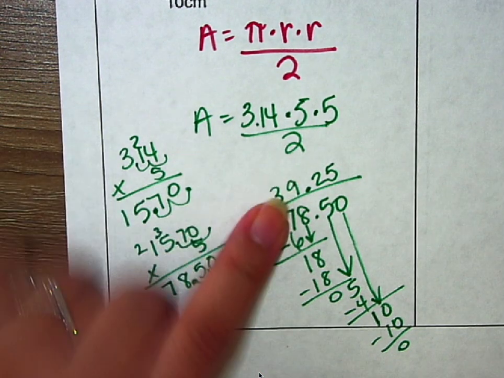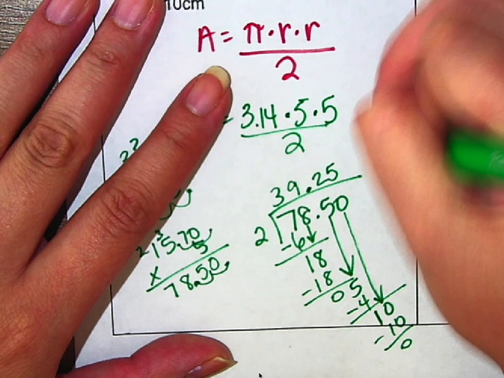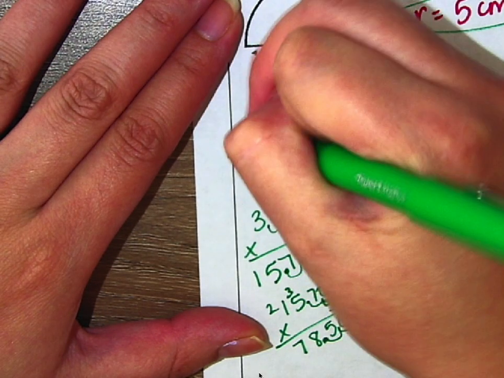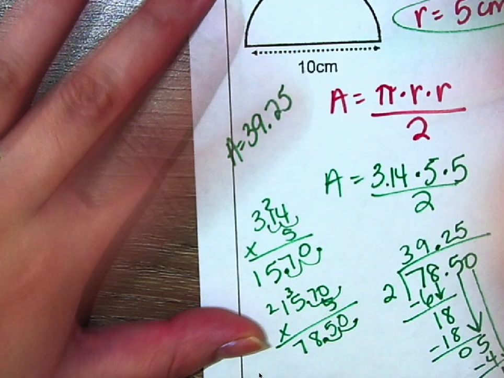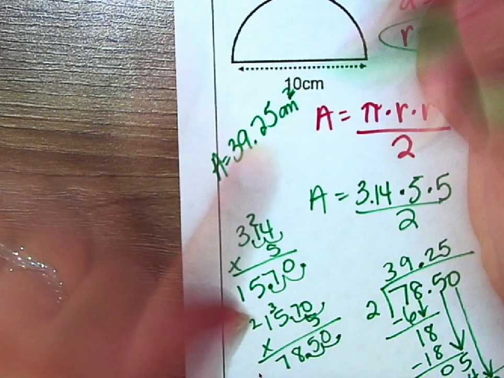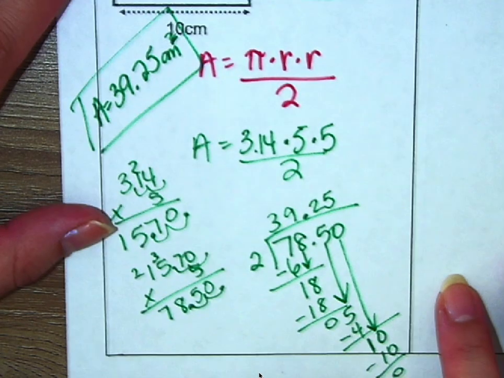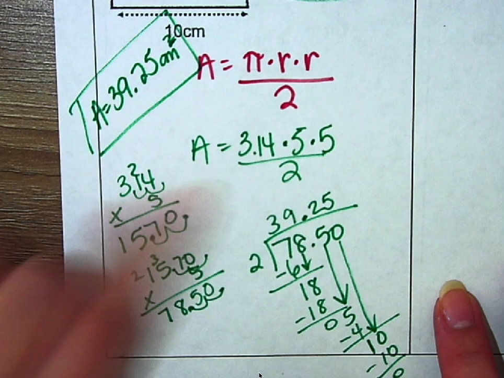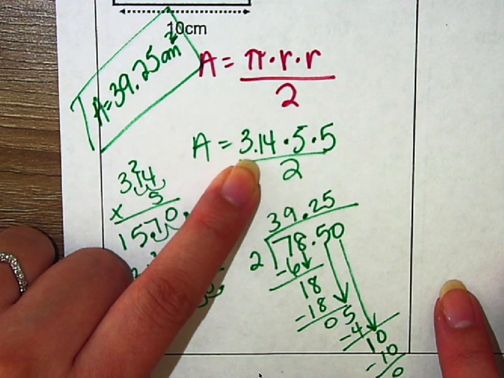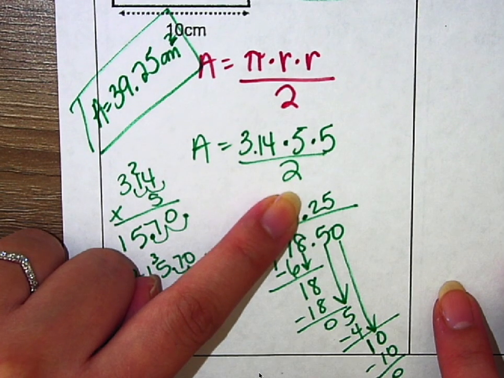So my answer is 39.25. So I'm just going to put that up here. A equals 39.25. And I'm going to add my measurement, cm squared. Box your answer. Okay. People, of course, you don't have to do this long process. You just put this in a calculator. 3.14 times 5 times 5. And then divide it by 2.